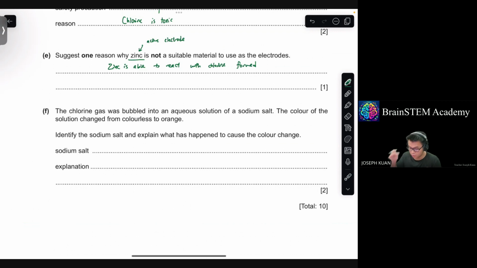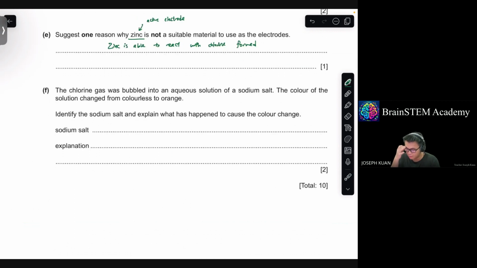All right, so with that said, let's look at F. The chlorine gas was bubbled into an aqueous solution of a sodium salt. The color of the solution changed from colorless to orange. Identify the sodium salt and explain what has happened to cause the color change. All right, you see this?